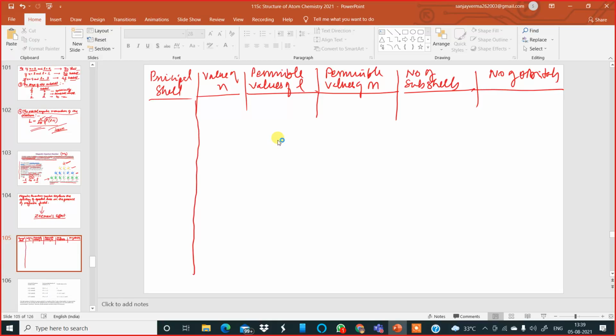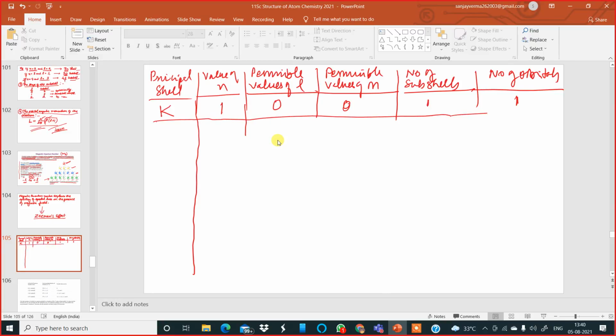So the first one, principal shell K. For K, the value of n is 1. For K, the value of L is 0. So the permissible value of M will be 0, because it ranges from minus L to plus L. So it is only one value over here, 0. Number of subshells, it is s, one only, one orbital. So that completes your principal shell K.